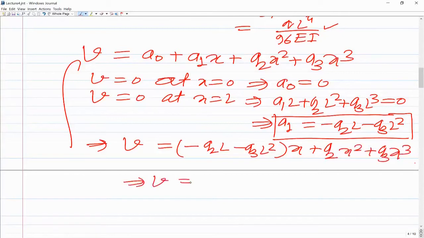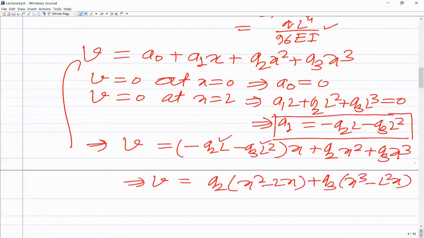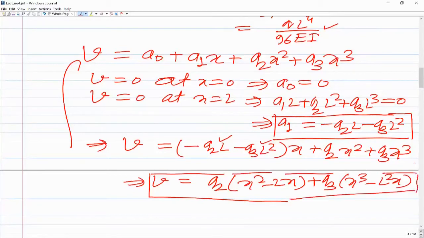Now you can combine the terms together. So you have a2 and we have x square minus this term, which is the a2 term, so minus lx, and plus a3 is x cube minus this term, which is l square into x. So now if you have this solution, this satisfies all your essential boundary conditions. That is, v equal to 0 at x equal to 0 and v equal to 0 at x equal to l.